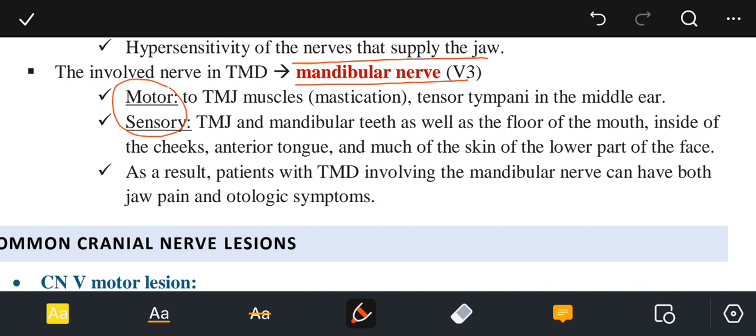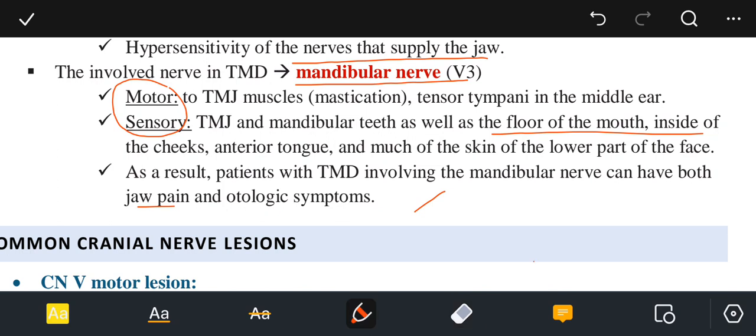The motor component goes to the temporomandibular joint muscles, which are the muscles of mastication, and to the tensor tympani muscle in the middle ear, while the sensory component of the mandibular nerve goes to the temporomandibular joint and mandibular teeth, as well as the floor of the mouth, inside of the cheeks, anterior tongue and much of the skin of the lower part of the face. As a result, patients with a temporomandibular disease involving the mandibular nerve can have both jaw pain and otologic symptoms. Otologic symptoms means symptoms associated with the hearing system or the ears.